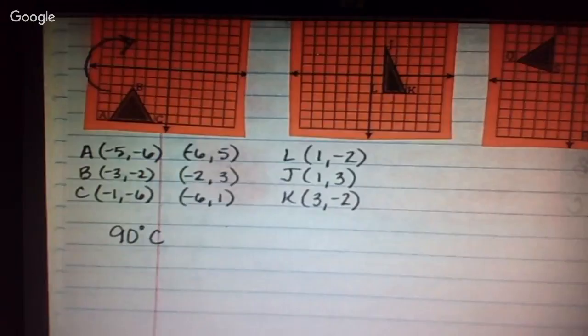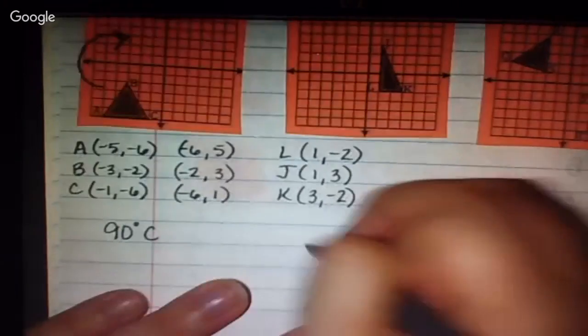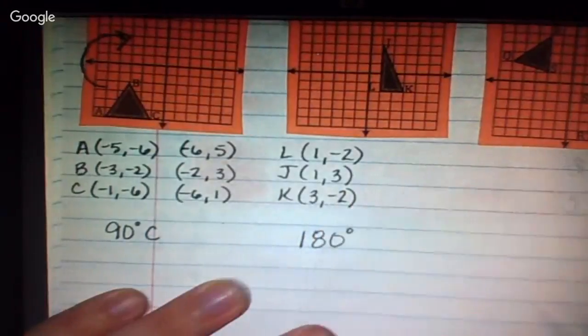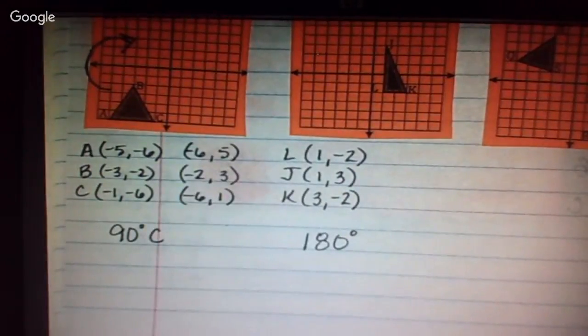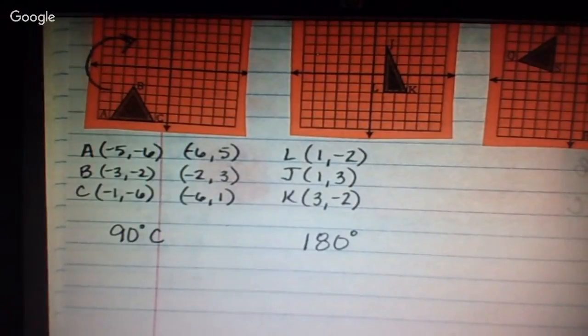Okay. This time, I want to take this and we're going to go 180 degrees. Remember, 180 is neither clockwise nor counterclockwise because you end up in the same spot. So 180 degrees, your rule is change both signs. I guess I should put find your quadrant here.